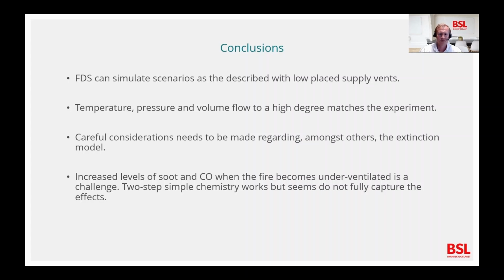Especially the prediction of species is a challenge. Two-step simple chemistry works to some extent, but leads, compared to experiment, to a slight underestimation of the total amount of CO spread.